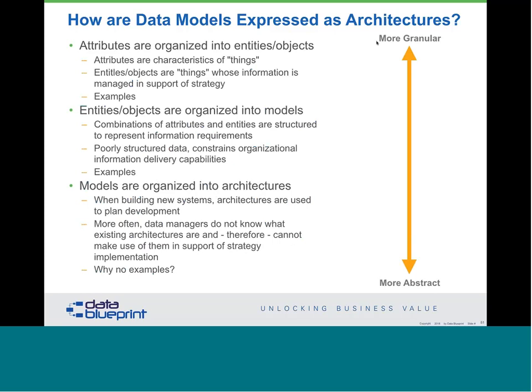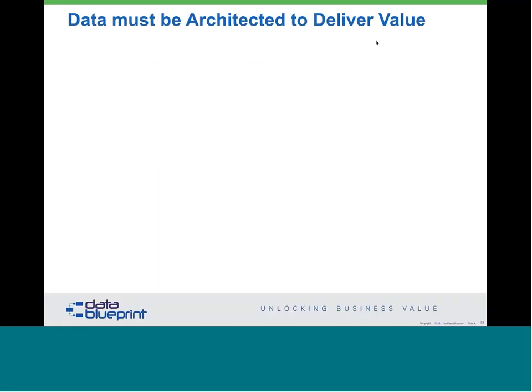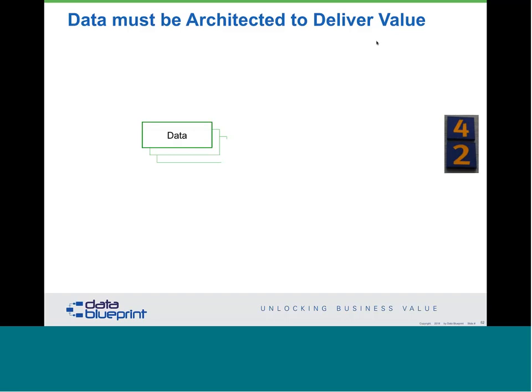We don't have very good models of architecture, though, because the architectural models are so complex. It just takes a lot for us to figure them all the way out. So attributes are most granular, architectures are at the most abstract. Let's take a look a little further at how data must be architected in order to deliver specific value.